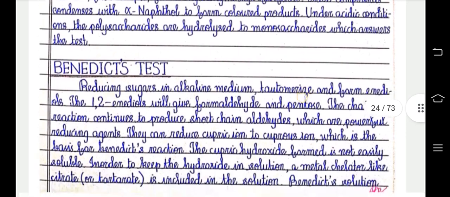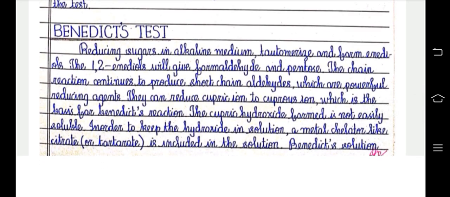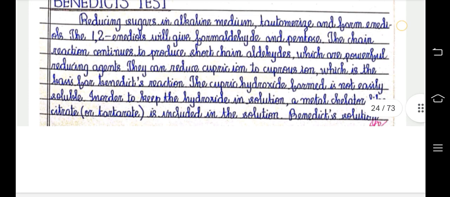Then Benedict's test. Reducing sugars in alkaline medium tautomerize to form enediols, and the 1,2 enediols will give formaldehyde and pentose. The chain reaction continues to produce short chain aldehydes, which are powerful reducing agents. They can reduce cupric ion to cuprous ion, which is the basis for Benedict's reaction. The cuprous hydroxide formed is not easily soluble. In order to keep it in solution, a metal chelate like citrate or tartrate is included in the solution.